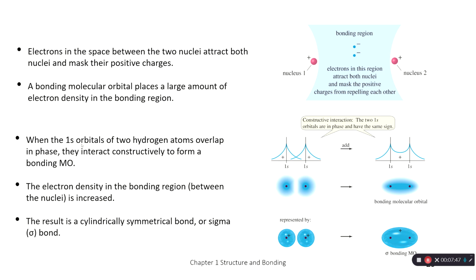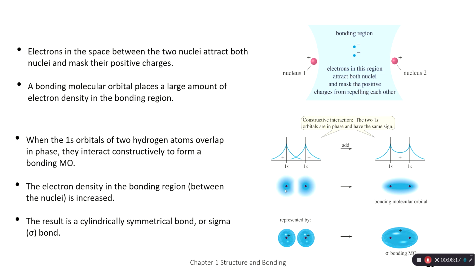We can imagine 2 1s orbitals coming together for 2 hydrogen atoms. And if they are in phase with each other when they come together, as they are here, they both have a positive phase and a positive phase. That means that they're going to constructively overlap to form a bonding molecular orbital. So positive plus positive gives you a new molecular orbital that's called a bonding molecular orbital.